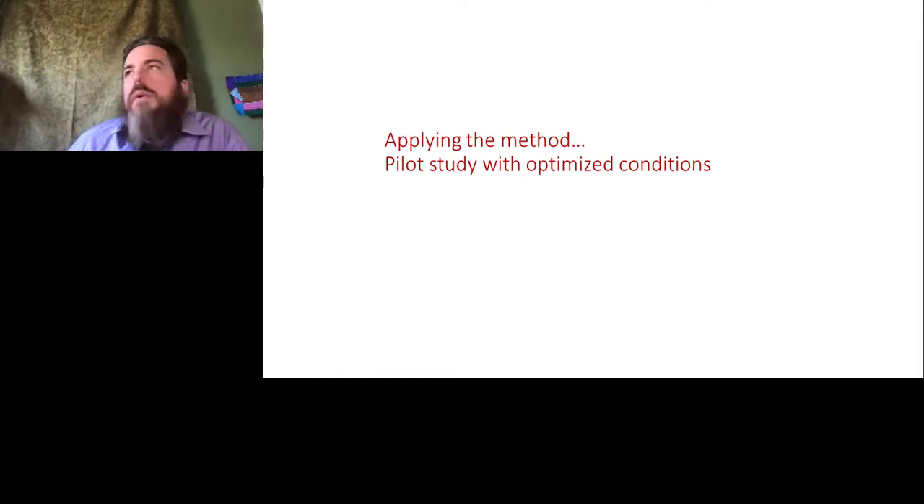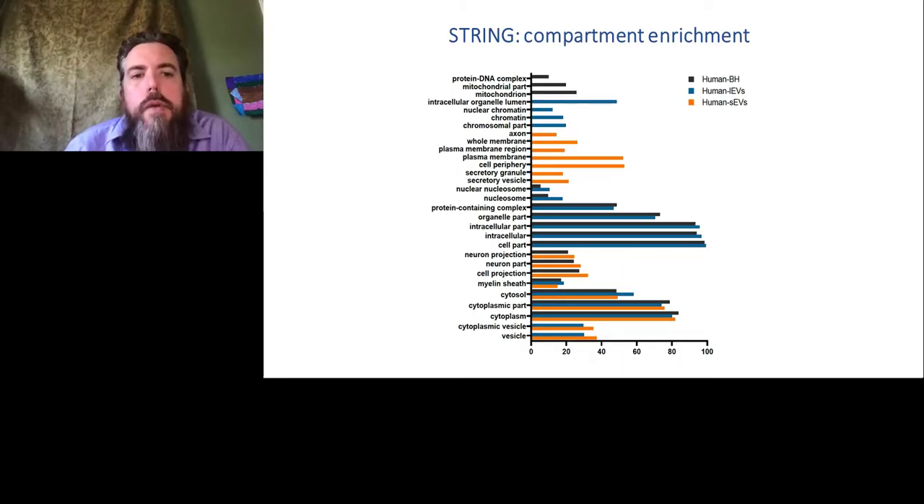So now we're applying the method. So now we're getting into the proteins and the RNAs that can be harvested from the brain. So the next few slides are going to be from human brain. And this is just normal human brain. This is not specific to any particular disease.